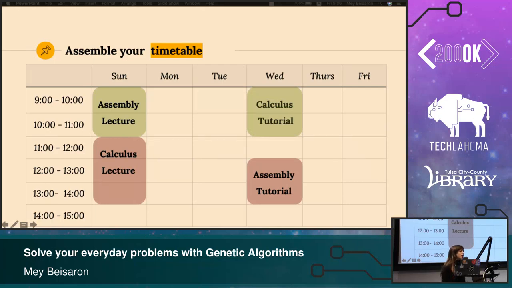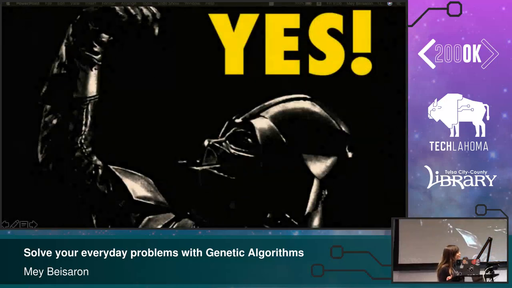Trying to assemble again and again with pen and paper is kind of frustrating. So what I did, I just said to myself, okay, May, you're a programmer. You can write your own timetable generator. And so that's what I did. And like a good student, I turned to recursion.